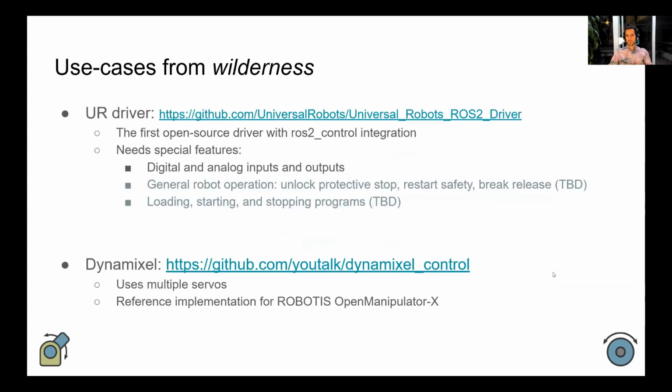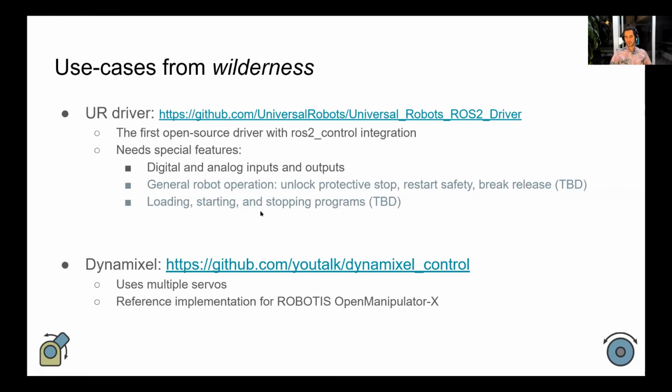Another big use case is the UR driver, which is actually the first open source driver with a ROS2 control implementation. It also introduced a lot of things we are currently working on. We added it because of this support, and it's great because it's a real-world example of everything we should support. So we have digital and analog inputs and outputs. That's very important for a UR driver.